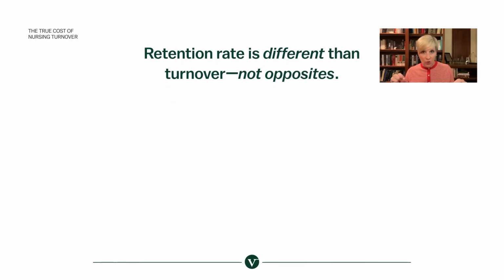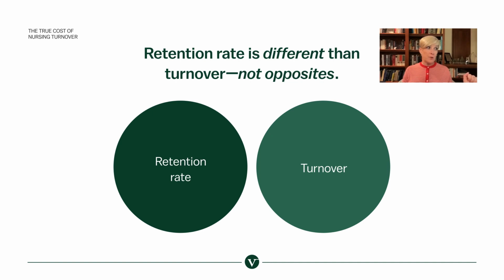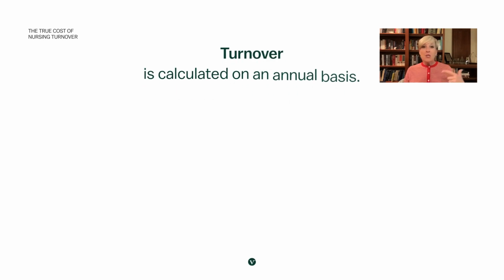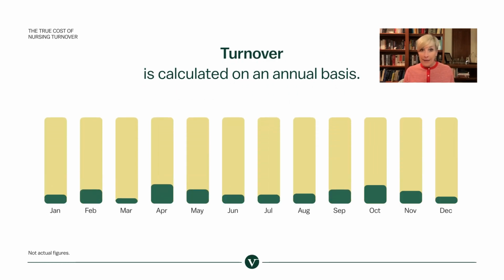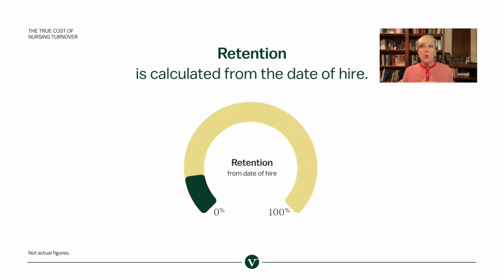The other thing to keep in mind is that a retention rate and a turnover rate are 2 different things, and they're not just the opposite. You say, oh, our turnover is 15%, our retention rate's 85%. No, that's not how it works. Turnover is calculated on an annual basis. Retention is calculated from your date of hire. So being really clear about what your organization is reporting and what your organization is including in turnover data is really important.